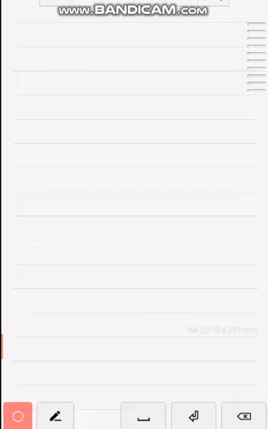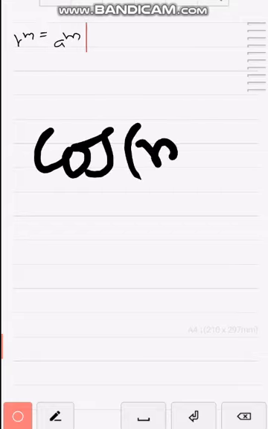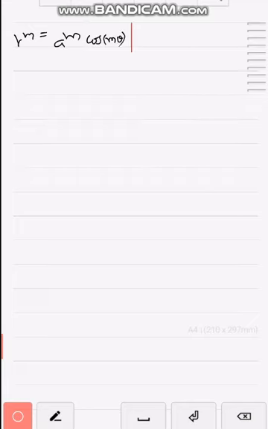So let us take the first curve. r to the power m is equal to a power m cos m theta. Let us call this equation 1. And we'll consider another curve, r to the power m is equal to a power m into sin m theta. And we have to show that both the curves intersect orthogonally.